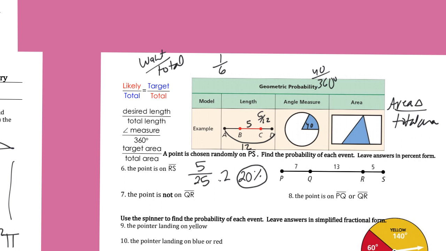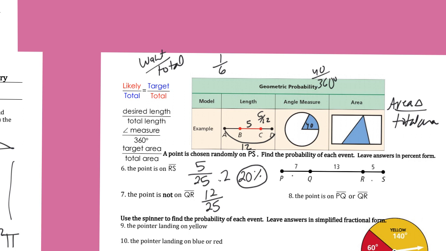Good question. What if it is not on QR? Well, QR is going to be this 13 thing. So if you don't want it there, then where would you like it? Again, the probability is where you'd like it over the total. And so I would like it either between here or here. So it'd be 12 out of the 25 entire length. Again, reduce it if you could. If they're going to leave it as a fraction, this doesn't reduce.